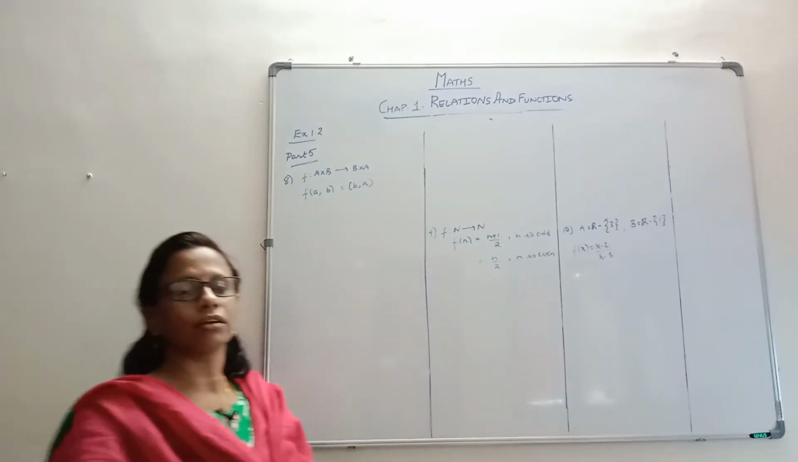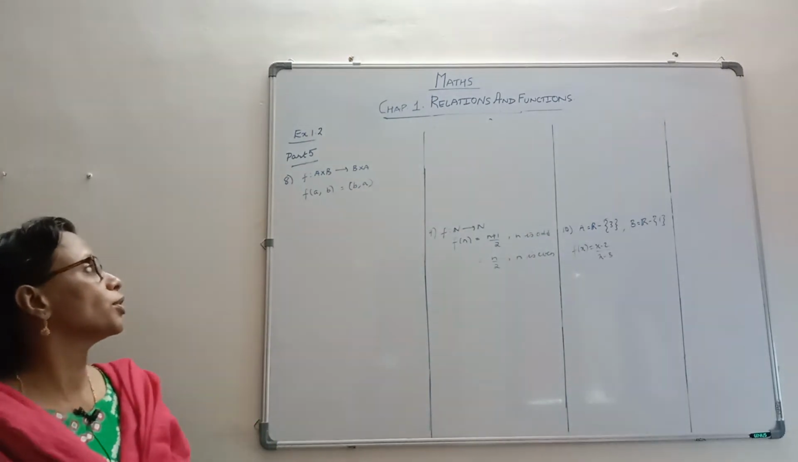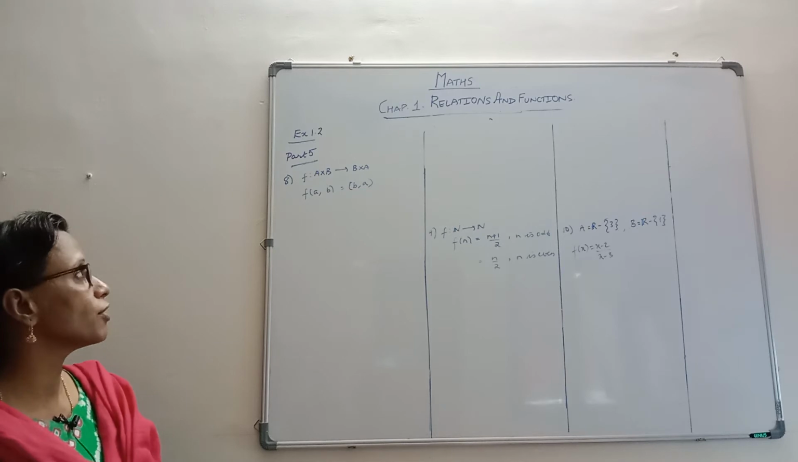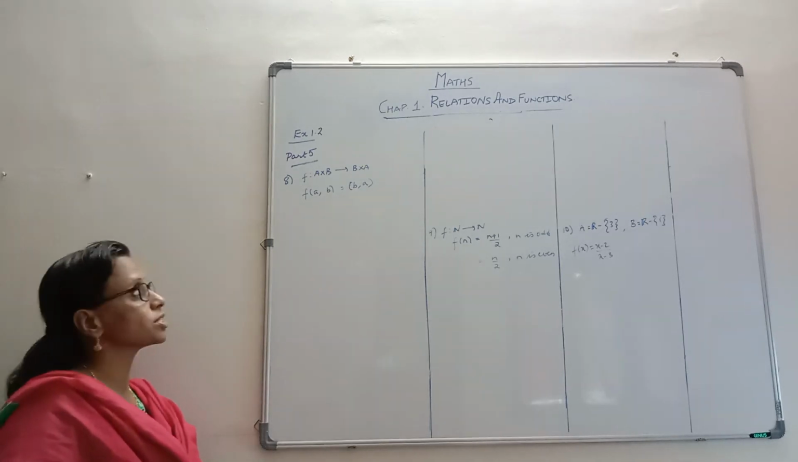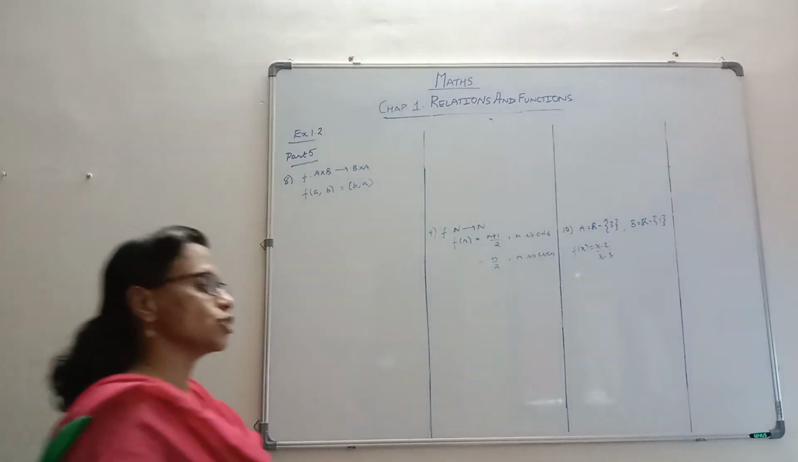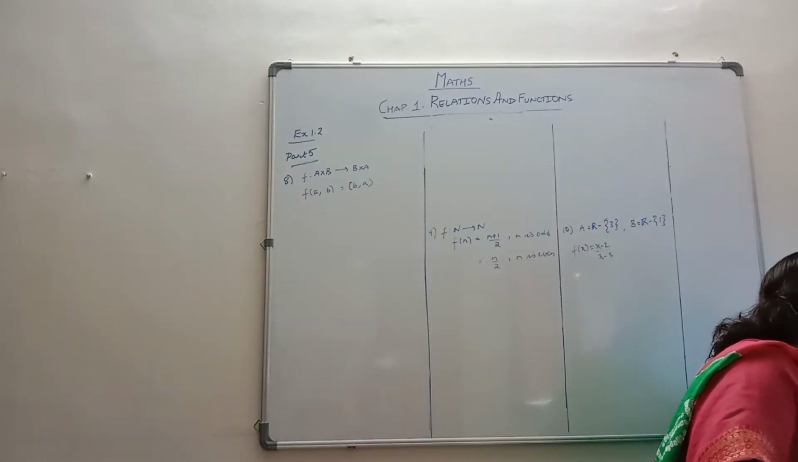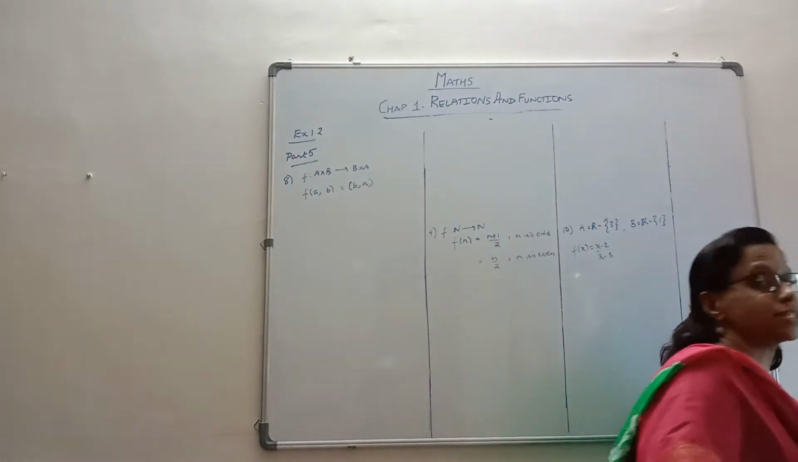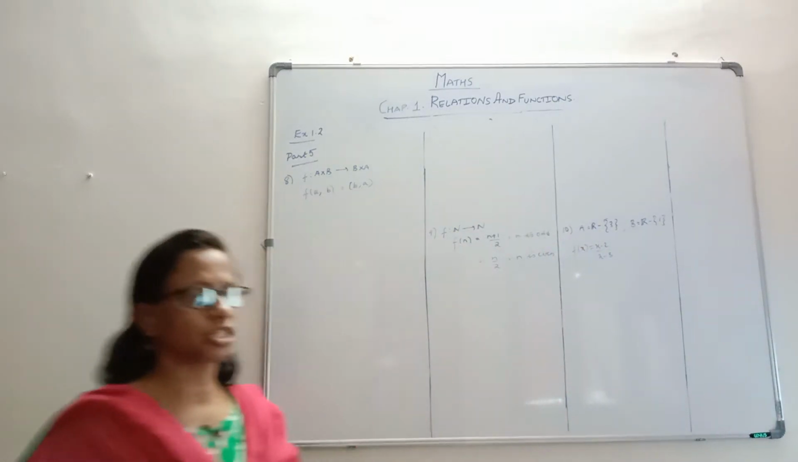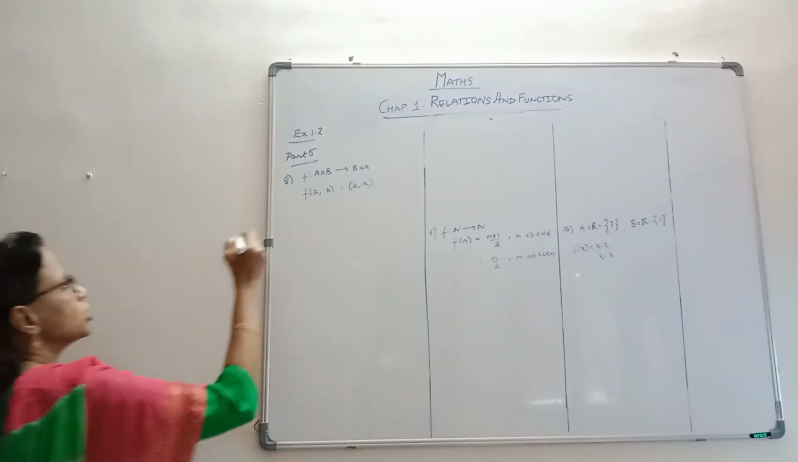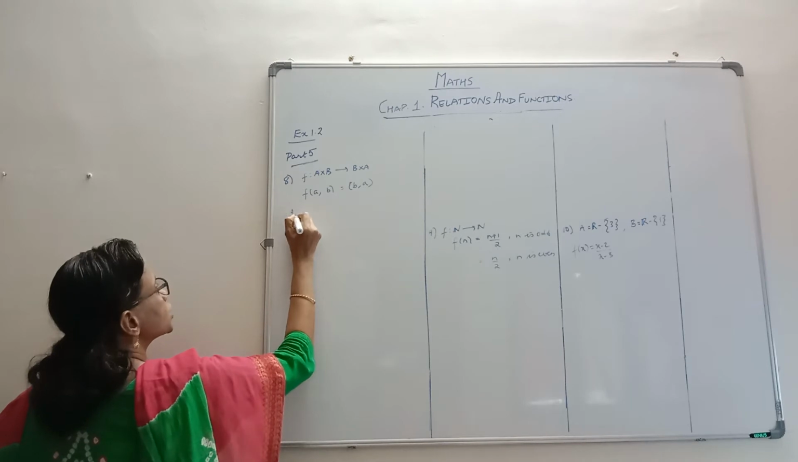We continue with our problems on one-to-one and onto. Here we have this function f from A cross B to B cross A, which is defined as f of (a, b) equal to (b, a). The question says you have to show that it is a bijective function. So let's look for injectivity.